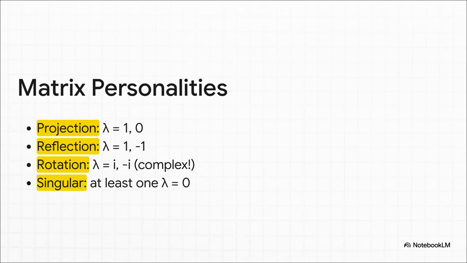You know, what's really cool is that eigenvalues basically reveal the fundamental personality of a matrix. It's like finding its DNA. A projection matrix, one that flattens things, is going to have eigenvalues of 1 and 0. A reflection, 1 and -1. A matrix that can't be inverted will always have at least one eigenvalue of 0. They tell you exactly what the matrix does at its core.